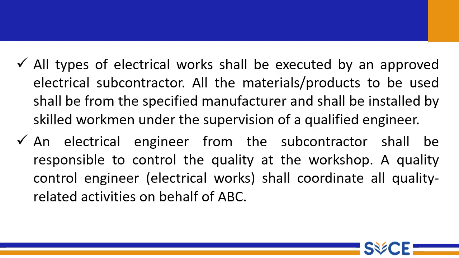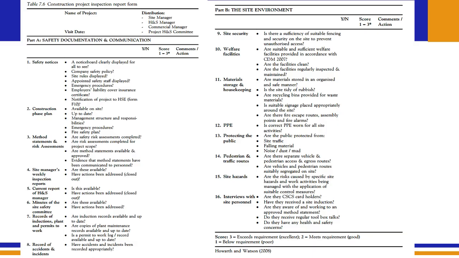All types of electrical work shall be executed by an approved electrical subcontractor, and all the materials should be used from the specified manufacturer and shall be installed by skilled workmen under the supervision of a qualified engineer. An electrical engineer from the subcontractor shall be responsible to control the quality of the work. The quality control engineer shall coordinate all the quality related activities on behalf of the company.